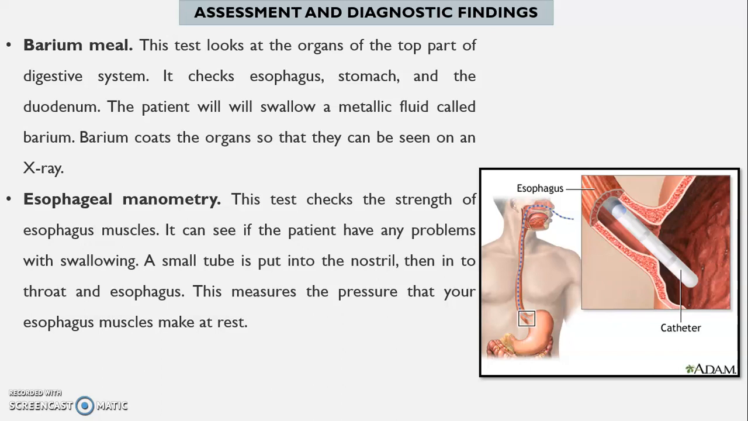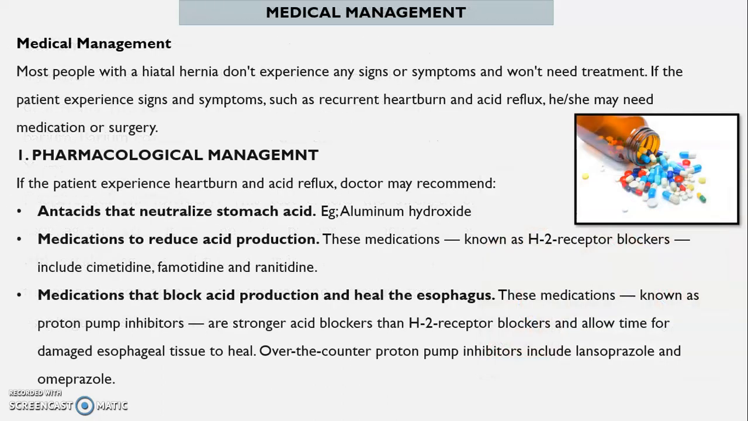Esophageal manometry is another test used to check the strength of the esophagus muscles. It can show if the patient has any problems with swallowing. A small tube is put into the nostril, then into the throat and esophagus. This measures the pressure that your esophagus muscles make at rest. Most people with a hiatal hernia don't experience any signs or symptoms and won't need treatment. If the patient experiences signs and symptoms, such as recurrent heartburn and acid reflux, he may need medication or surgery.